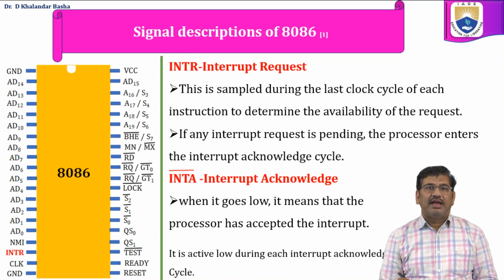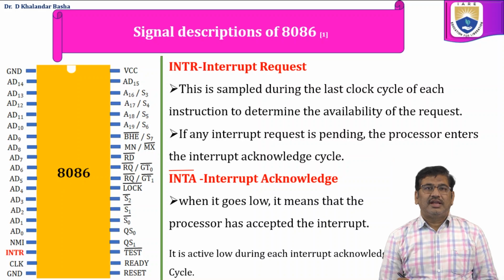The next signal is INTR, which is an interrupt request to the processor. If any IO device wants to interrupt the processor, the interrupt signal can be given to the processor on the INTR line. This interrupt signal is sampled during the last cycle of each instruction to determine the availability of the request. If any request is pending, the processor enters the interrupt acknowledgement cycle.